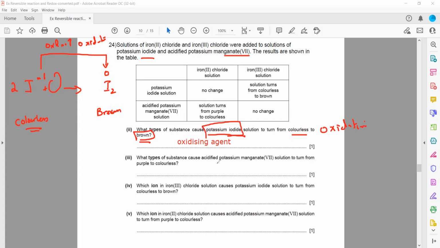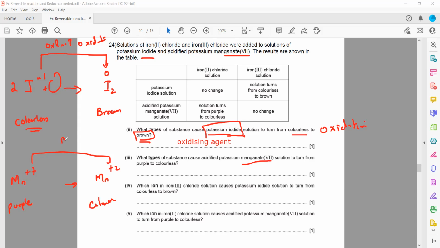Same way, what type of substance causes potassium manganate 7 to turn from purple to colorless? So Mn is +7 and turns into Mn +2. So this change is reduction. Oxidizing agent is a substance or a chemical or a reagent. This is a general term, and in different reactions you have different types of oxidizing agents. So if you want to convert Mn7, which is purple in color, and Mn2 is colorless.